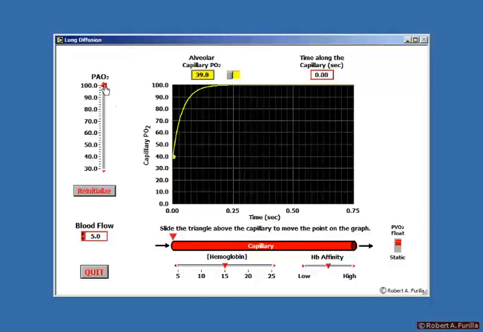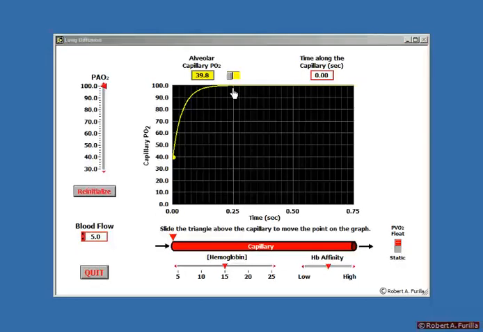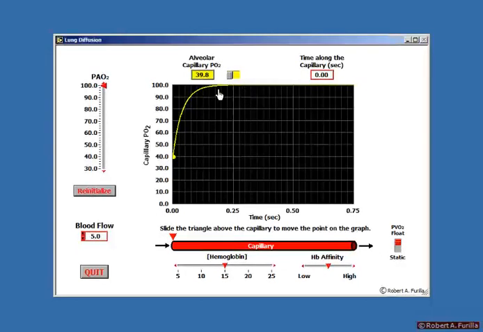I can also alter alveolar PO2 down here to about 40 millimeters of mercury, and about 100 at sea level. And I can change blood flow, I can change hemoglobin concentration, and I can change hemoglobin affinity. What would happen if you are polycythemic? Would we actually reach equilibrium later or earlier than normal if we were polycythemic?